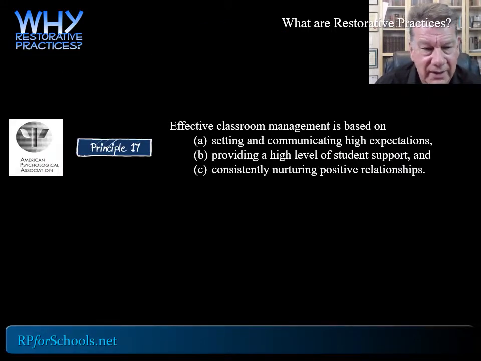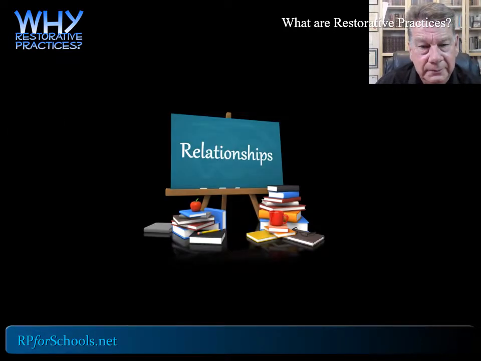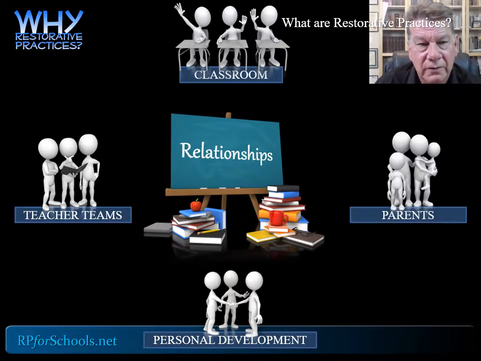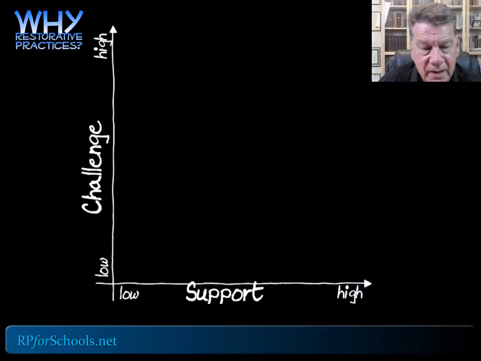Remember, the APA, the American Psychological Association, said that effective classroom management is based on setting and communicating high expectations, providing a high level of student support, and consistently nurturing positive relationships. And that's what RP is about. It's about relationships. And not only our relationships with students, but the relationship between students and the relationships we have with our students' parents and with one another on staff. So it's about all four types of relationships in schools.